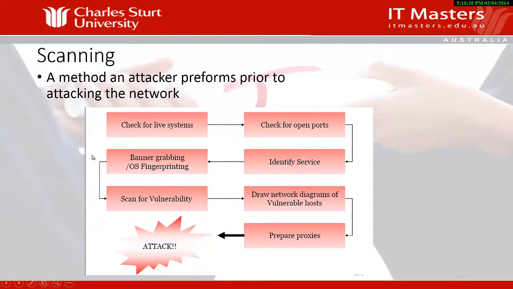Remember, the aim of this pass is to learn about the target as much as possible. Then they will try to scan their targets to check if they have any live system, to check if they can verify the information that they found in the previous pass. So if they can get banner grabbing, fingerprinting, they will then try to scan for vulnerabilities to see if the target has an open port, and if possible to identify a service, if possible to draw the network and prepare proxies to attack.